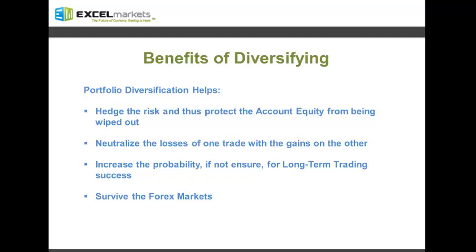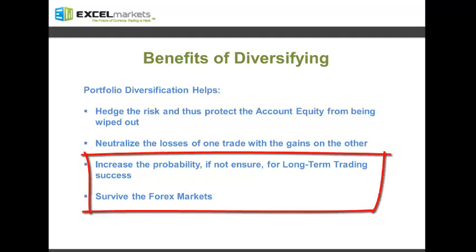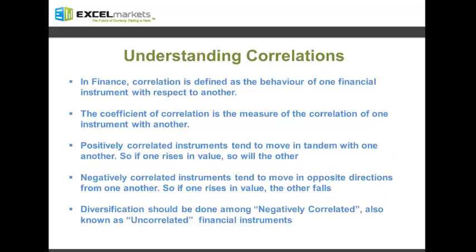It is important to note here that the rule of prudent capital management comes into play at this stage, where one should learn to book his loss on a losing trade and let the profits run. That is, not to become a victim of the disposition effect we discussed in our previous video. This way, portfolio diversification helps increase the probability for long-term trading success and thus help in surviving the markets. We now will discuss the various ways of diversifying the portfolio, starting with the use of correlations.